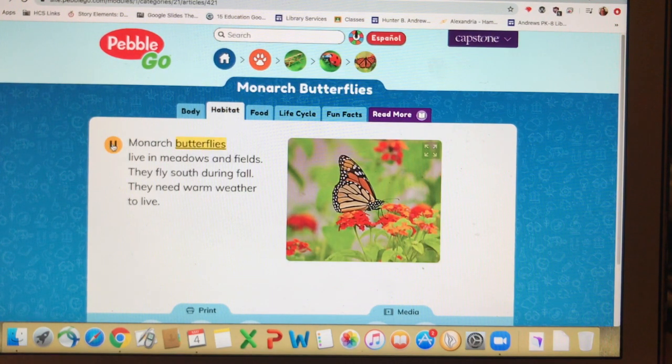Monarch butterflies live in meadows and fields. They fly south during fall. They need warm weather to live.